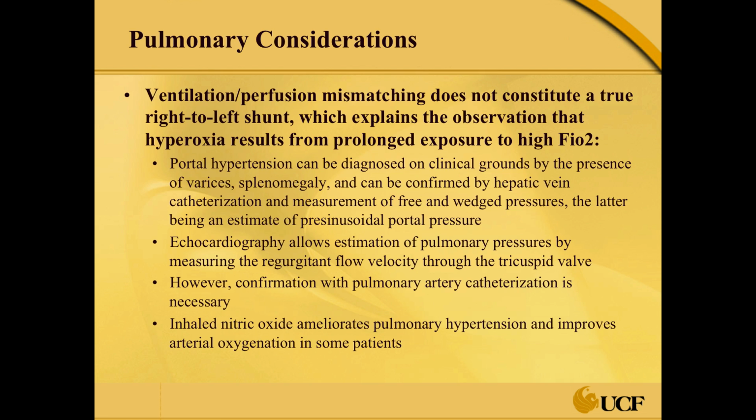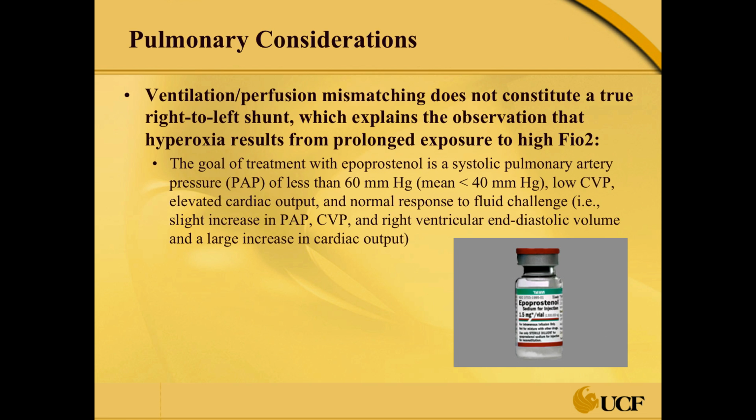Inhaled nitric oxide ameliorates pulmonary hypertension and improves arterial oxygenation in some patients. The goal of treatment with epoprostenol is a systolic pulmonary artery pressure less than 60, low CVP, elevated cardiac output, and a normal response to fluid challenge. So a slight increase in PAP, CVP, and right ventricular end diastolic volume, and a large increase in cardiac output. That's what you should see if you have to treat the patient with epoprostenol.